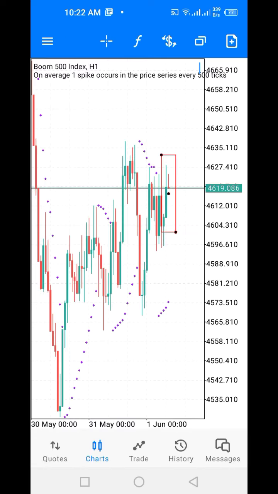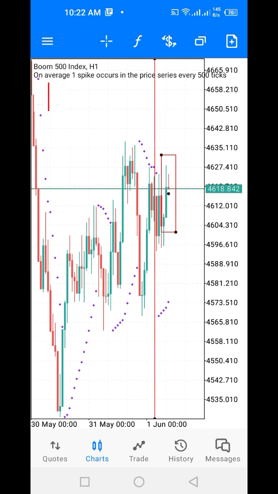The signal activated on this particular green candlestick. Let's count backward. 1, 2, 3, 4, 5. This green candlestick gave us the entry for the buy signal. Immediately the candlestick met the sell dot of the parabolic, that was when this pump came out for the buy signal.